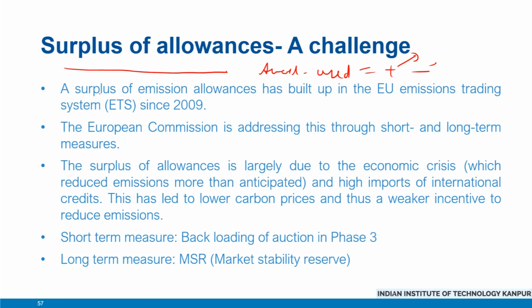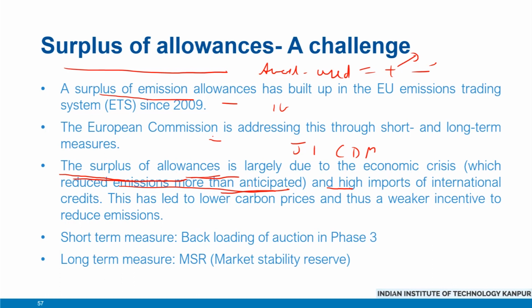Now, a surplus of allowances has built up in European Union emission trading system since 2009. The European Commission is addressing this through short and long-term measures. The EUETS by the end of 2011 had a surplus of almost 1 billion allowances. Please note that this surplus of allowances is largely due to the economic crisis, which reduced the emissions more than anticipated. So economic activity went down, and also there were high imports of international credits through schemes such as Joint Implementation JI, Clean Development Mechanism CDM, and so on.